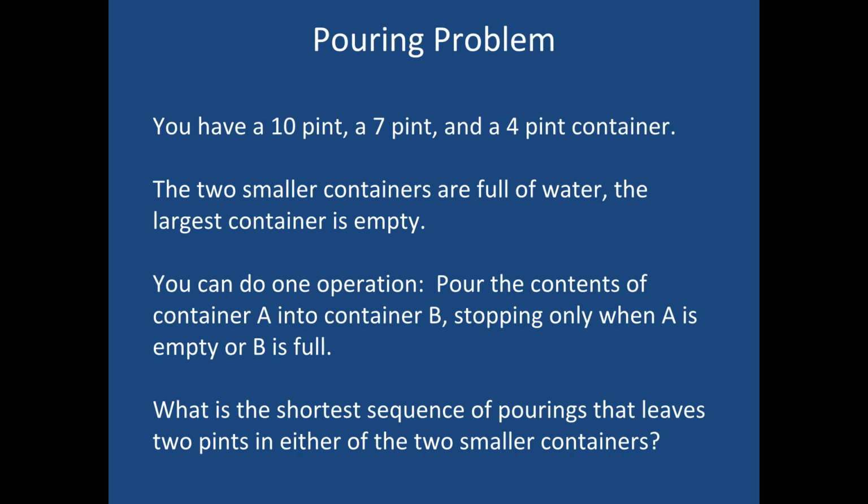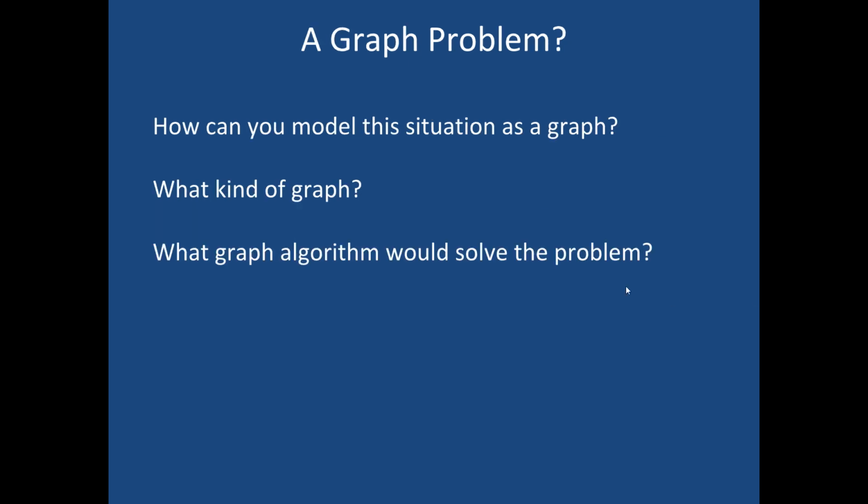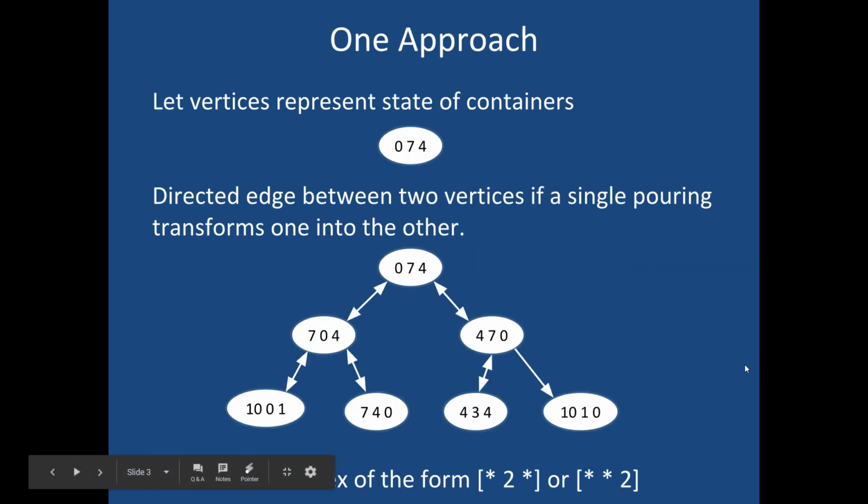Yeah? Well, you have to know what each vertex in the graph represents. Okay, so you've got to have a good idea of what kind of graph you're after. Okay? So this is the solution I had in mind. We'll let the vertices of the graph represent a state of all the containers. And so we have a vertex, for example, that represents the situation where the first container has 0 pints, the second container has 7 pints, and the third container has 4 pints. So those are the vertices.